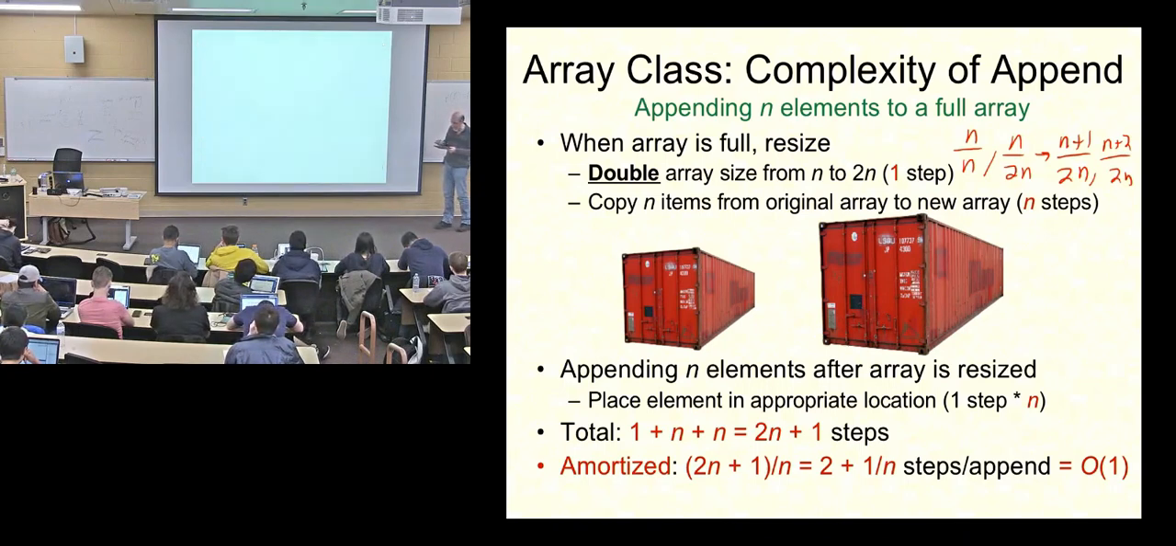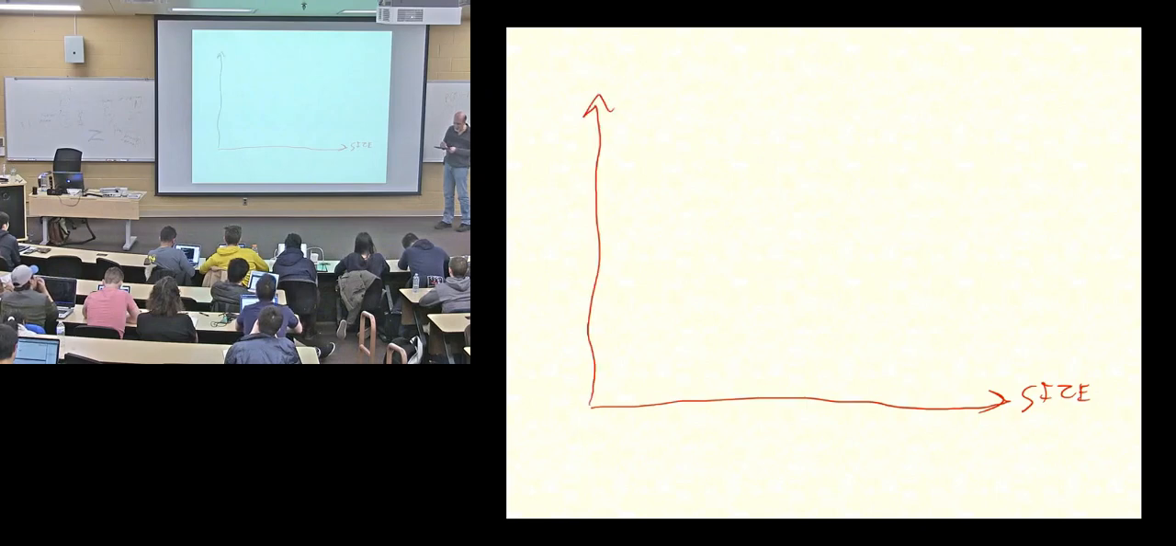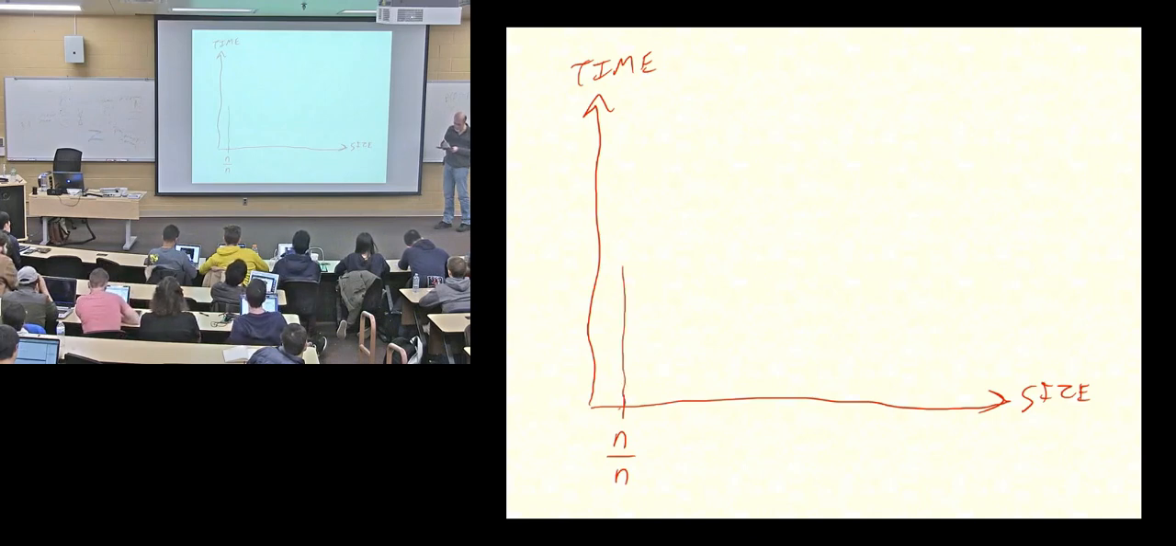So let's look at what that process looks like. If we look at the size on the x-axis here, I need to label things below that. So this is size on the x-axis, this is time on the y-axis. So if I'm at n out of n, and I need to grow that vector, I need basically n time.